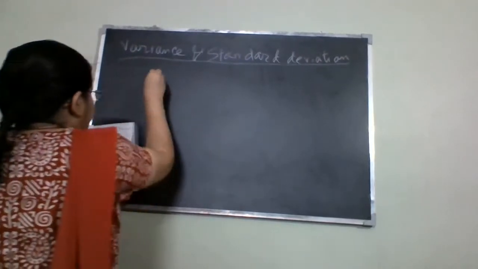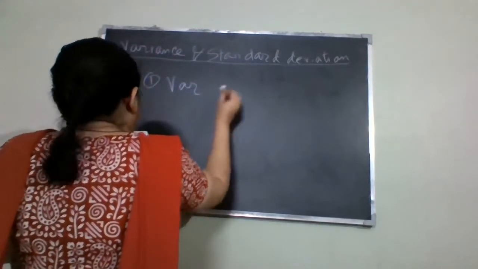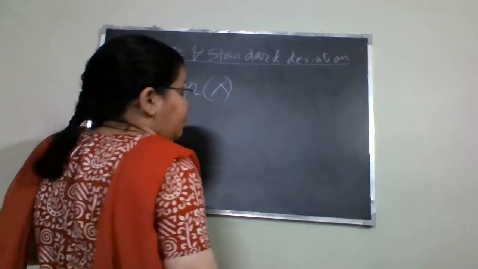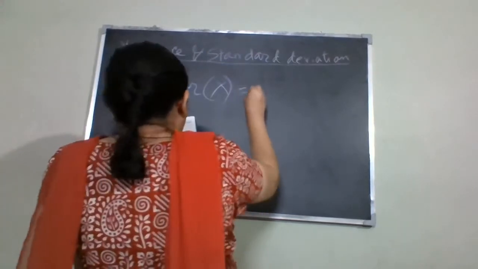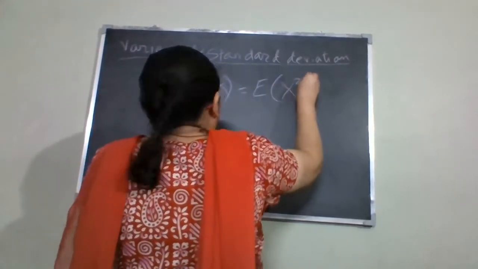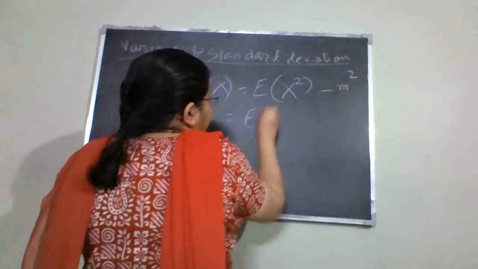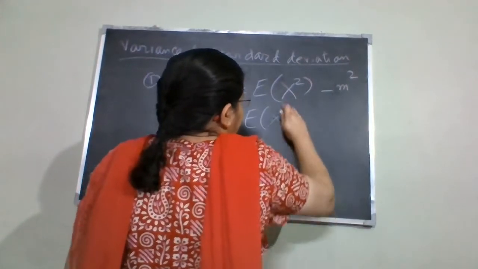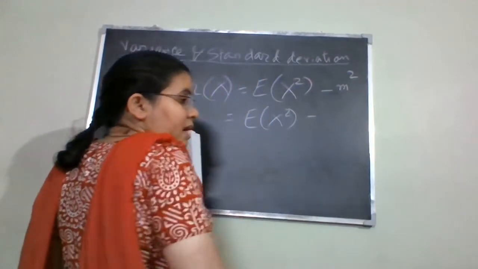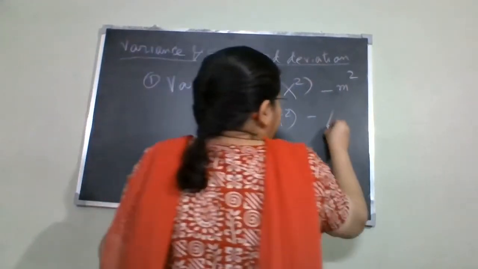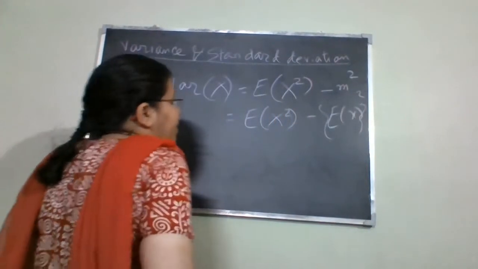Theorem number 1 says Var X, look in your notes in the WhatsApp group, page number 69. Var X is equal to E of (X minus m) squared, that is equal to E of X squared minus m squared. Now m means the expectation of X, so it becomes E(X) the whole squared. So this is theorem number 1, a very important theorem.